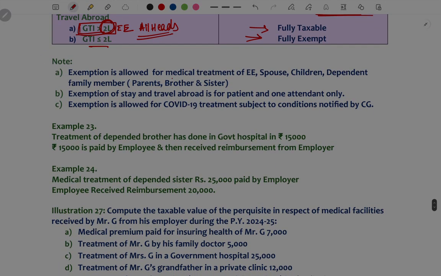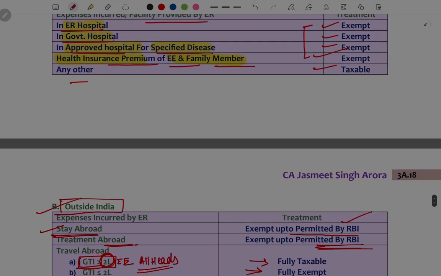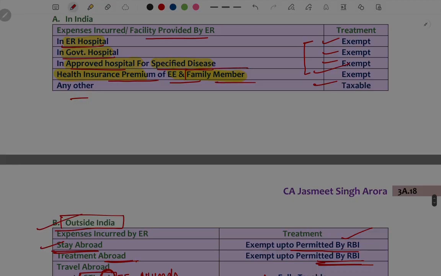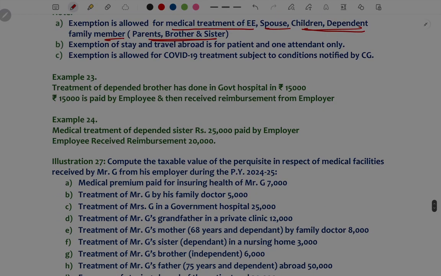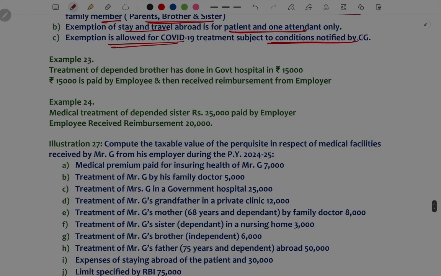Exemption is allowed for medical treatment of the employee, spouse, children, dependent family, brothers and sisters. Here, family member includes spouse, children, and dependent family members like parent, mother, and sister. Exemption of stay is for one attendant only. Exemption is not for COVID-19 treatment, subject to conditions notified by the Central Government.